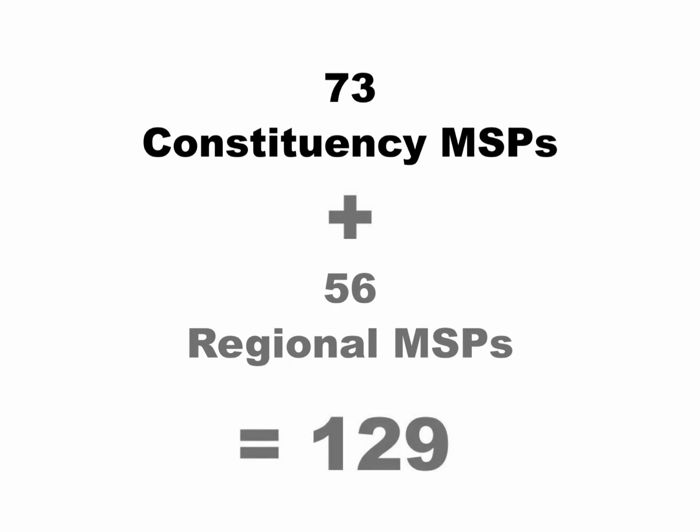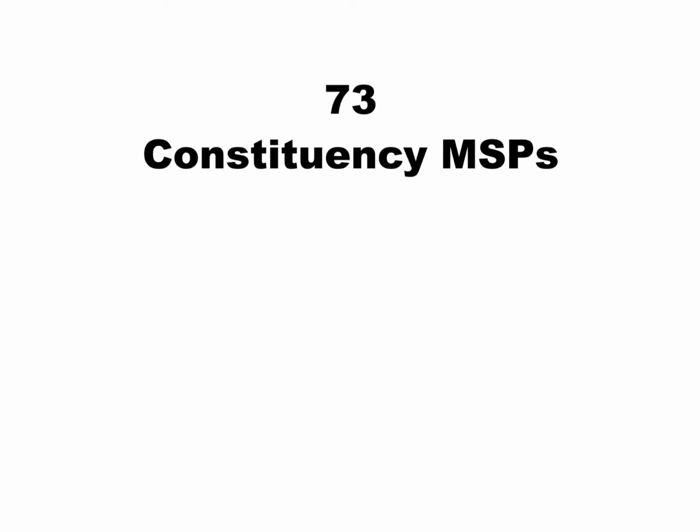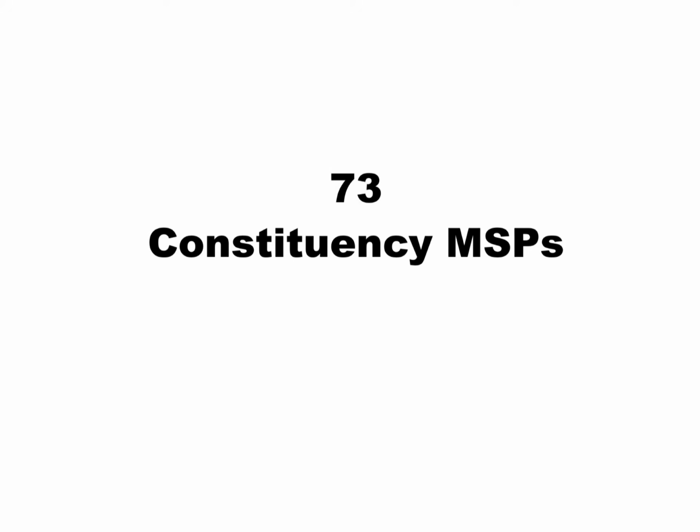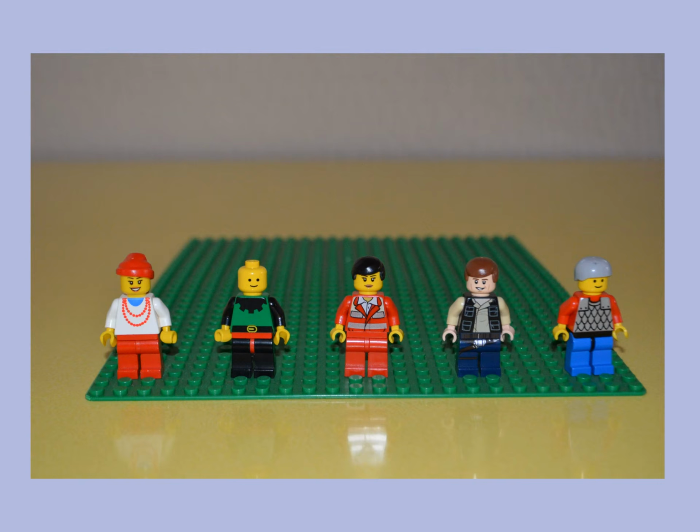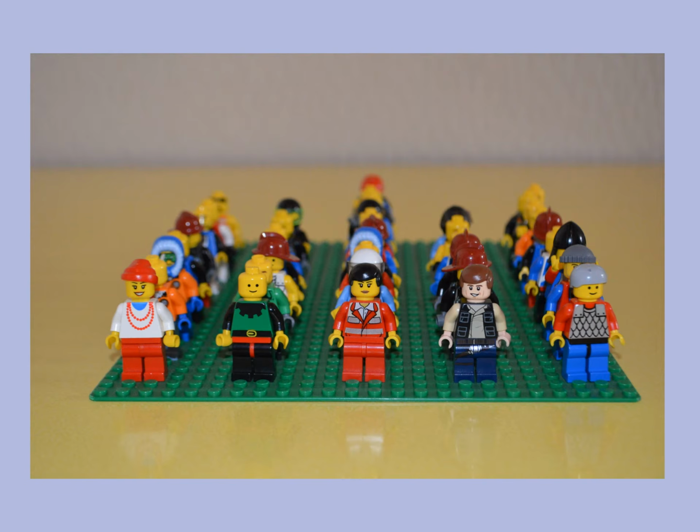First of all, let's look at how the 73 local MSPs are elected. Everybody has one local MSP who is elected using the first past the post system. Whoever gets the most votes wins. Here are our 5 candidates in our local constituency. Everyone who lives in the constituency is entitled to choose who they want to vote for, and the one with the most votes wins.